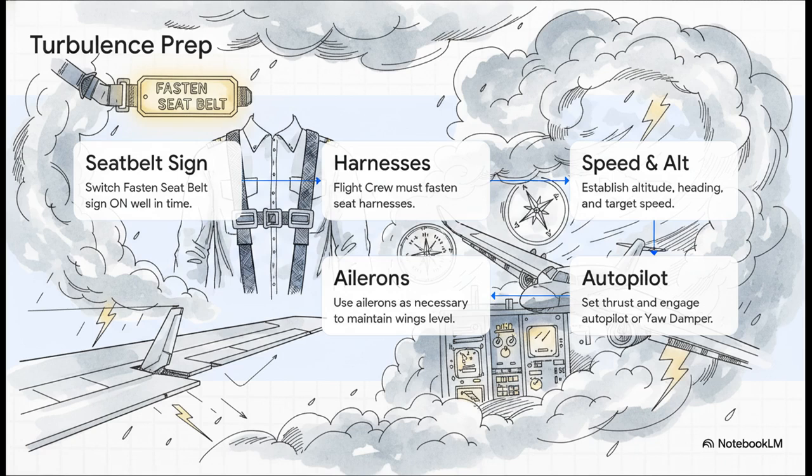Actually, if the autopilot is off, you absolutely must maintain the yaw damper on. And finally, Step 5, use your ailerons as necessary to just maintain a wings-level attitude.